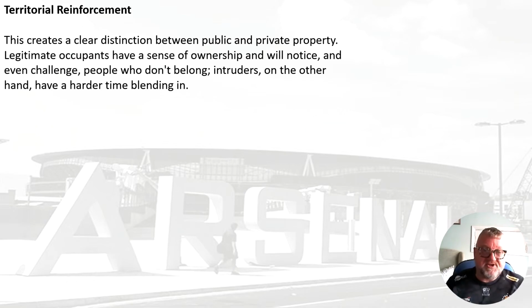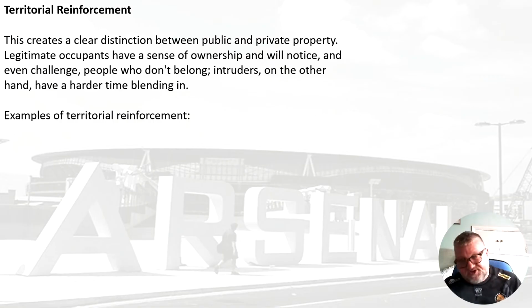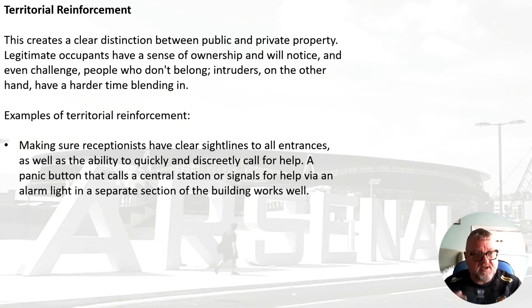And this is all about creating a clear distinction between what's public and what's private property. So legitimate occupants have a sense of ownership and will notice and even challenge people who don't belong. Intruders, on the other hand, have a harder time blending in. So examples of territorial reinforcement are things like making sure that a receptionist at a building or at a school has clear sight lines to all entrances, as well as the ability to quickly and discreetly call for help, have a panic button that calls a central station or signals for help via an alarm light in a separate section of the building. That's an example of CPTED.